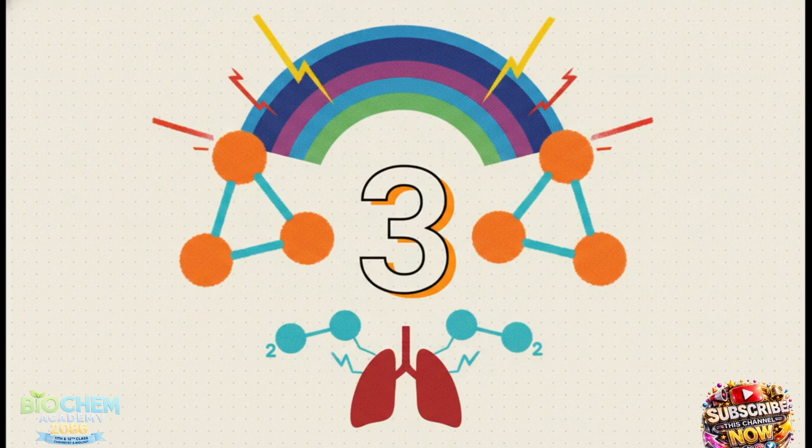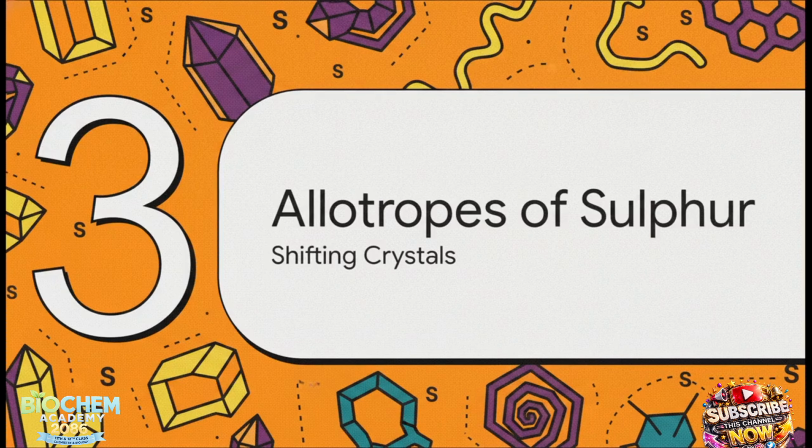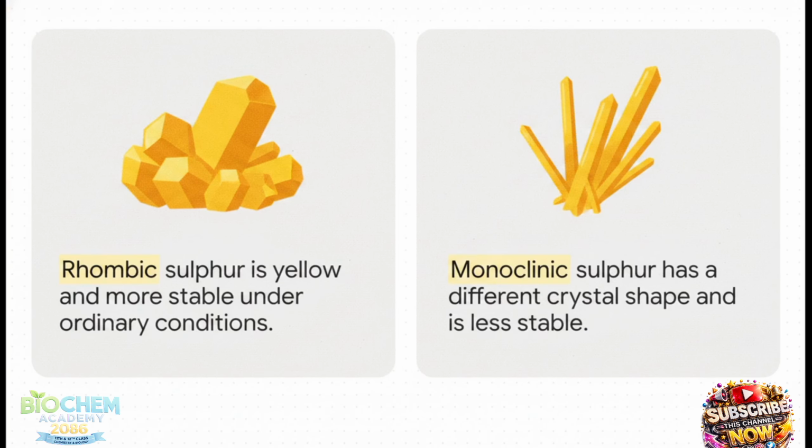Pretty wild, right? Next up, section 3, shifting sulfur crystals. Carbon and oxygen definitely aren't alone in this structural shape shifting. Let's check out our third example, which is sulfur's crystalline allotropes. When we look at pure sulfur crystals, we once again see allotropy hard at work. We have rhombic sulfur and monoclinic sulfur. Both are made of absolutely nothing but pure sulfur, but they arrange themselves into completely different crystal shapes.